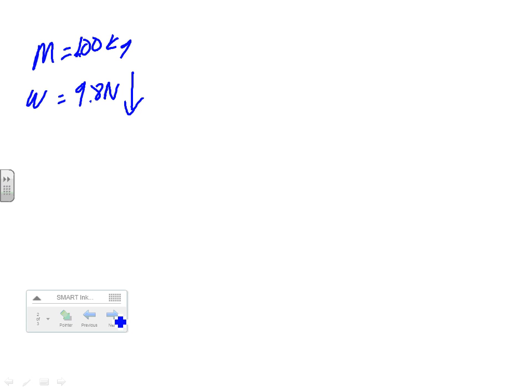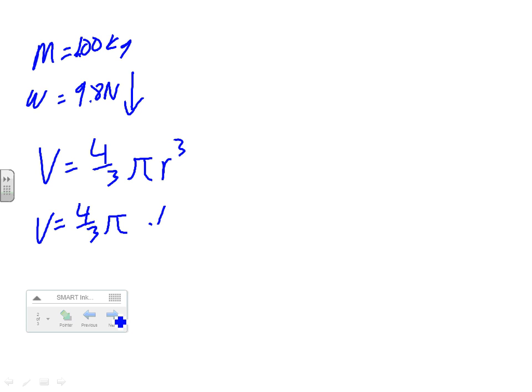Before we can find the buoyant force, we need to know the weight of the water displaced by the ball. And before we can find that, we need to know the volume of the water displaced. So the first thing we need to do is find the volume of the ball. For a sphere, this is the equation for the volume of a sphere. This problem gives us the radius of the sphere, 0.1 meters. So we're going to say volume equals 4/3 pi times 0.1 meters cubed.